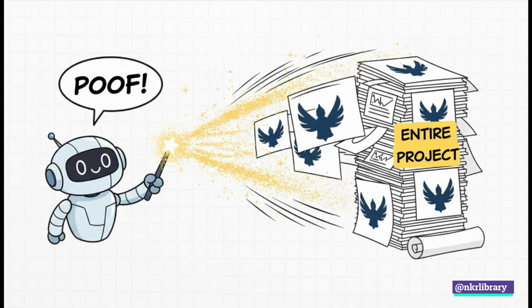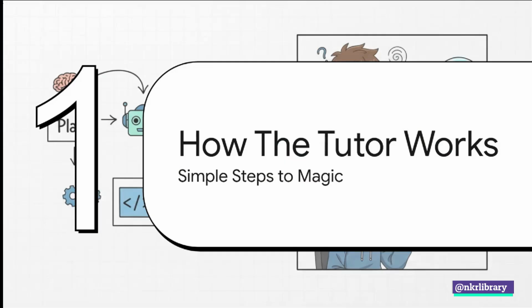So you've approved the plan. And then, poof! Like magic, the tutor instantly updates your entire storybook. The new character is in chapter 1, they're in the finale, their dialogue is there, all of it. Hours and hours of work just done. It's pretty incredible. Okay, so it feels like magic, but how does it actually work? What's going on behind the scenes? Well, it's not really magic, it's just a really smart process. So let's break down the simple steps to how this all happens.